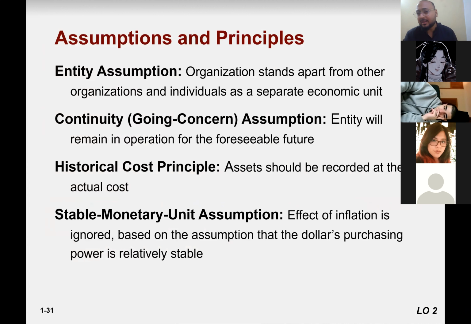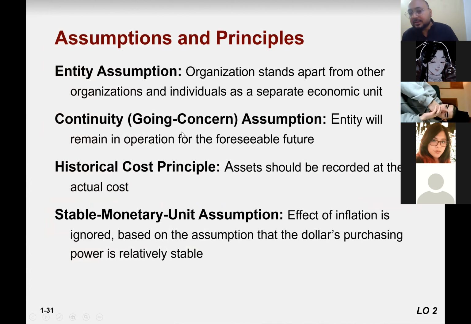Number one is the entity assumption, which means the business is separate, owners are separate, right? In the eyes of the law, the company has a separate entity, a separate person. It can own property in its own name. It can sue in its own name. It can open a bank account in its own name, right? And owners can open their own bank accounts in their own names, right?